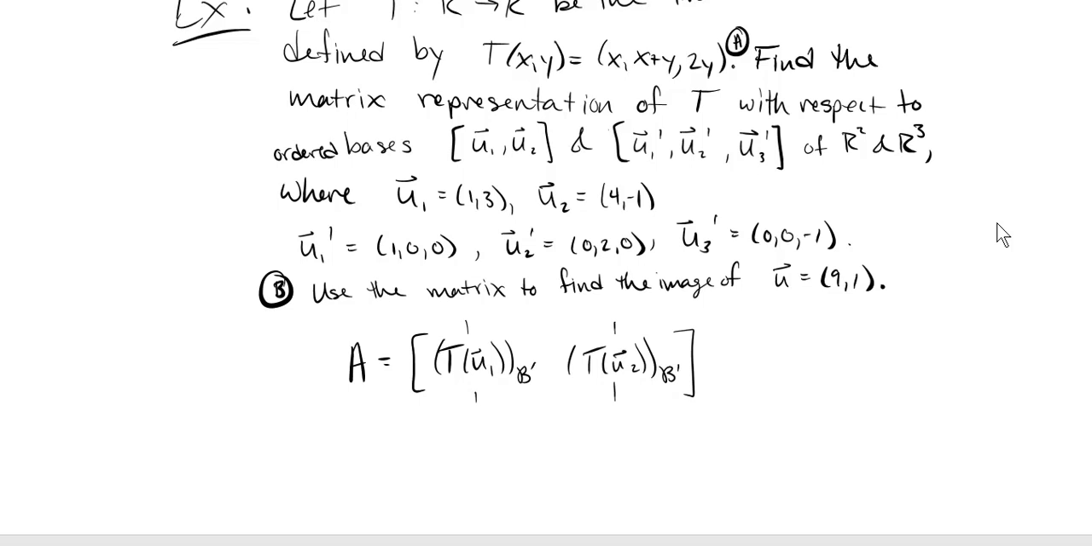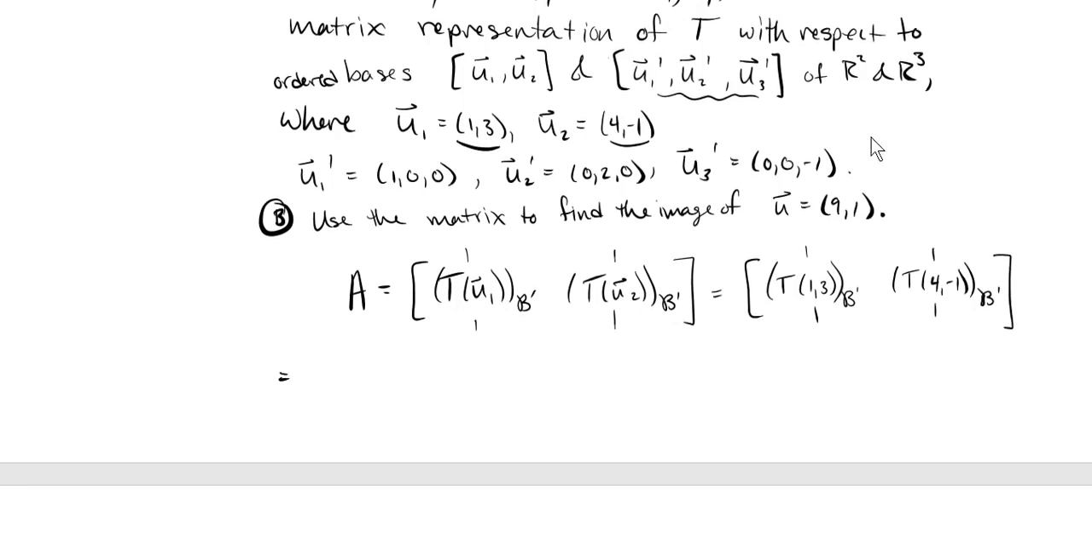So what do we have here? Well, T of u1 is just T applied to (1, 3), and T of u2 is just T applied to (4, -1). But we need to express that result with respect to our prime basis, our codomain basis. T of u2 is just T of (4, -1), but whatever it comes out to, expressed as coordinates relative to B prime.